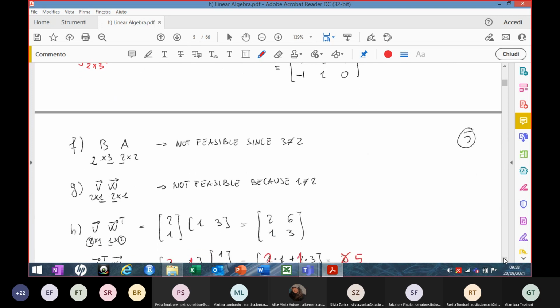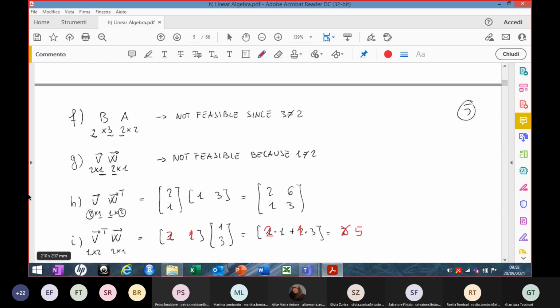Now, B times A. B is a 2 times 3 matrix. A is a 2 times 2 matrix. You have to look at this number and at this one. Are these numbers equal? No. Therefore, the product is not feasible.